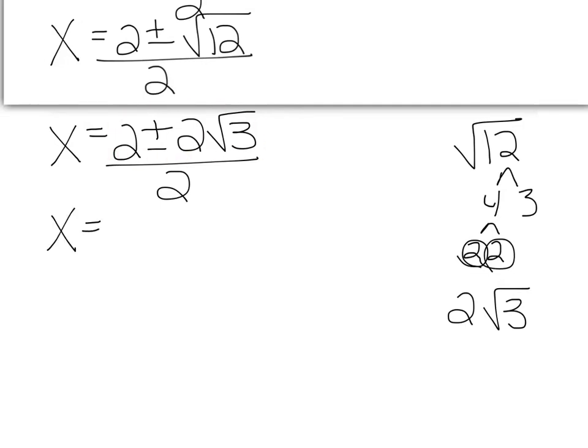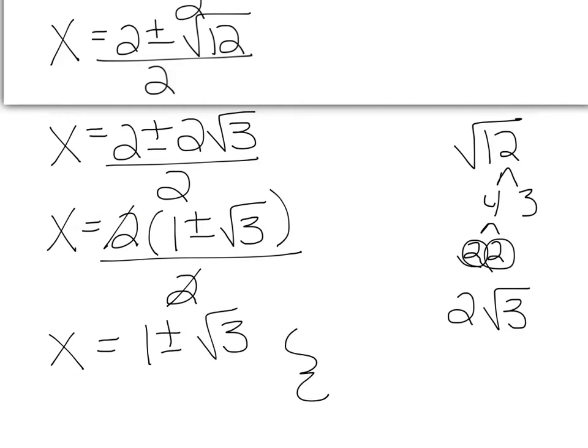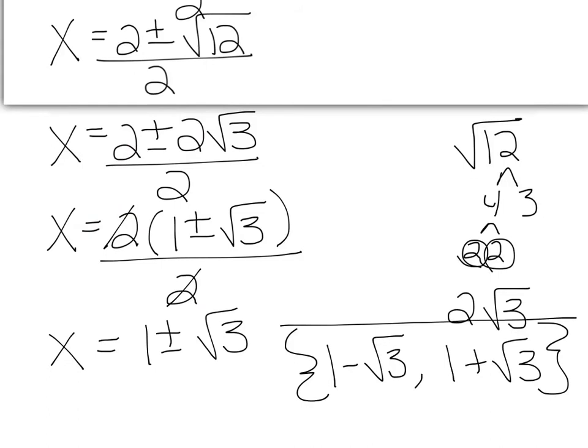So x equals, if I factor a 2 out, I'm left with 1 plus or minus the square root of 3 all over 2. Now that this 2 is out in front, I can go ahead and cancel it with this 2. So they just cancel each other, which is nice. Leaving me x equals 1 plus or minus the square root of 3. So your answers are 1 minus the square root of 3, 1 plus the square root of 3. Okay.